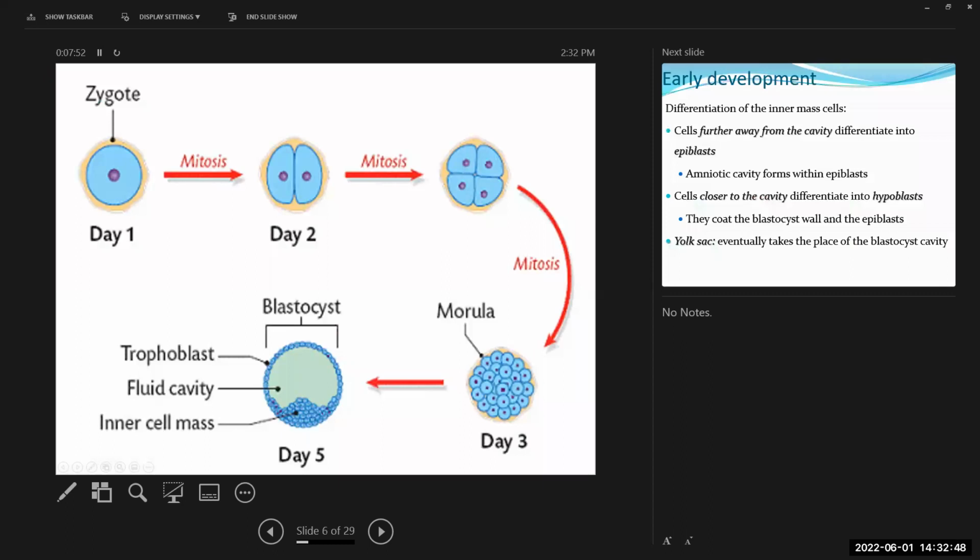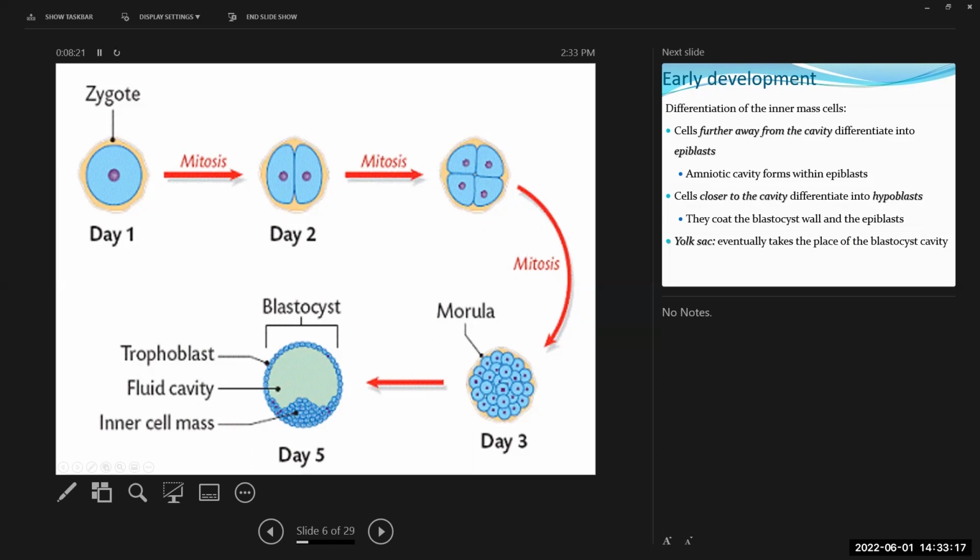So here we have the zygote, which is the union. The sperm penetrates the ovum and unites with the nucleus of the ovum, and then by mitosis, the zygote divides and forms two separate cells, and it just continues. Mitosis, very importantly, produces identical cells, so you have continued division by mitosis.